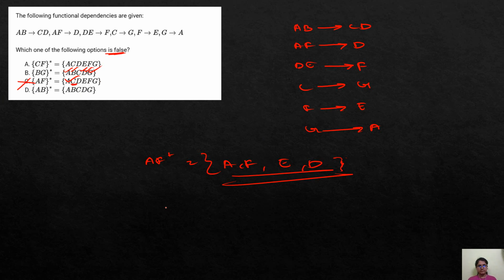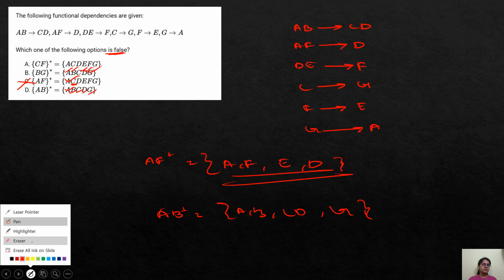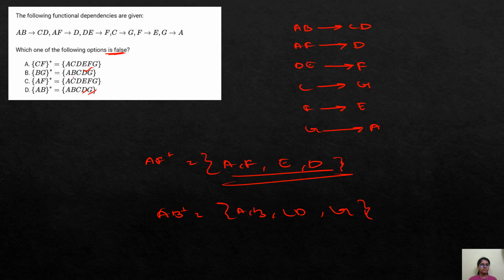Let's check for AB. So A, B, C, D, and from C, G. Okay, so this much only we can derive: A, B, C, D, and G. So this is also correct. So our correct option is C because it is false. C is correct because only that was false. So I hope these PYQs are clear to you all. Thank you.